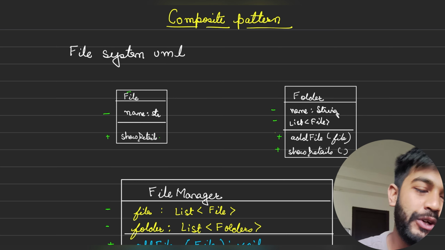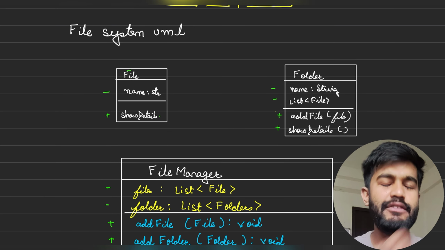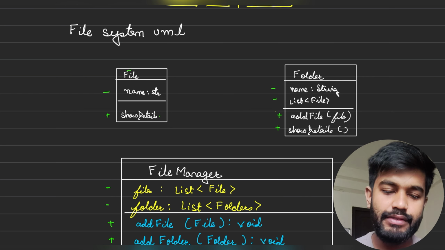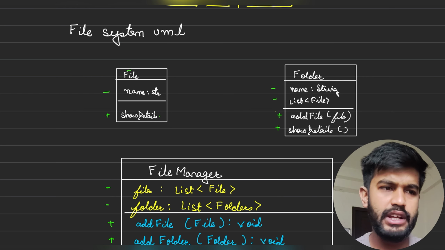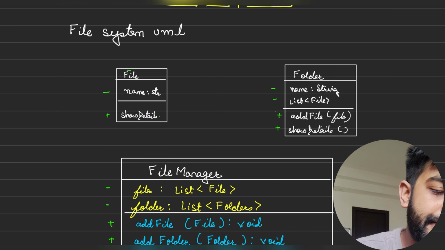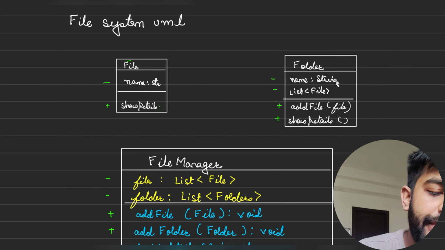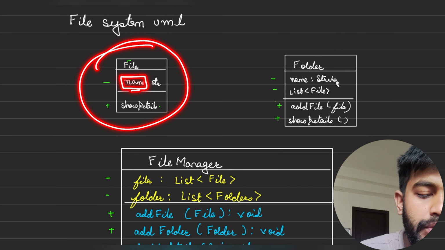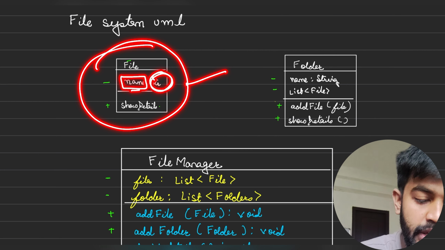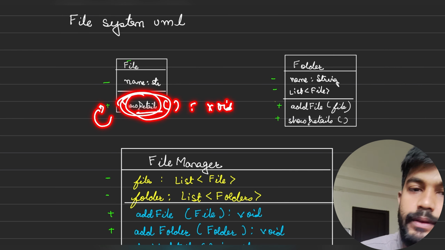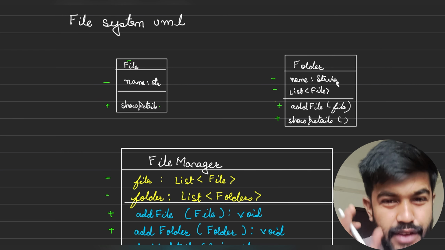Let's start off. Let's say as of now I have built a very simple file system. It has a file, a folder and a file manager, just like in an app on a mobile. Fair enough. So we have a file which has a private attribute with the data type as string. Then we have a method which is public and the return type is void. So we have files and folders.